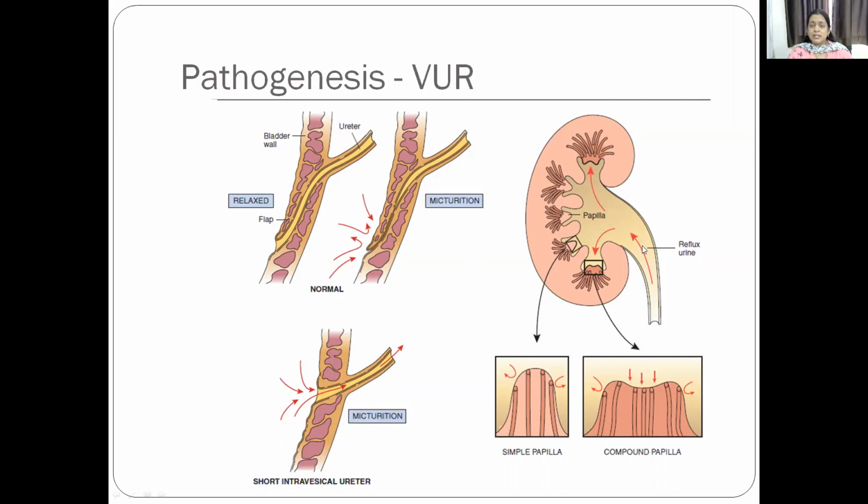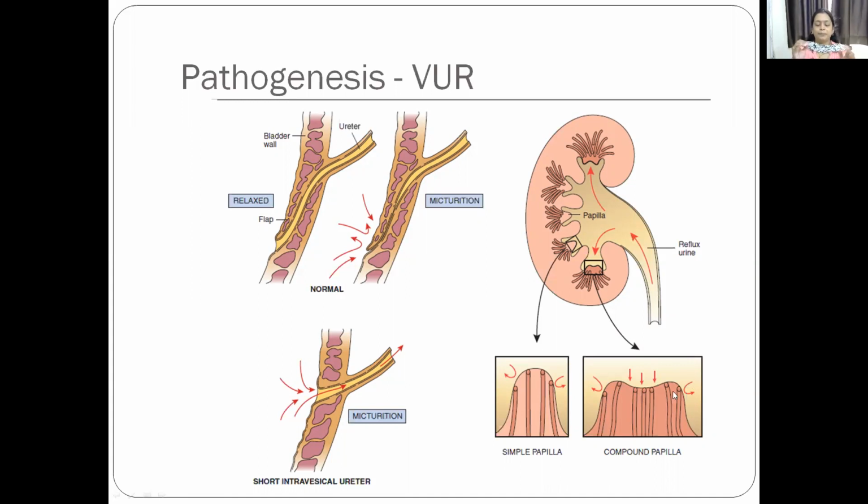What will happen to this refluxed urine? The simple papillae, the renal papillae present here, are usually convex, so they try to throw out the urine again. They do not encourage any sort of reflux. So the simple papillae help in protecting from infection. The compound papillae are concave, and because of that shape, some infection can happen here.